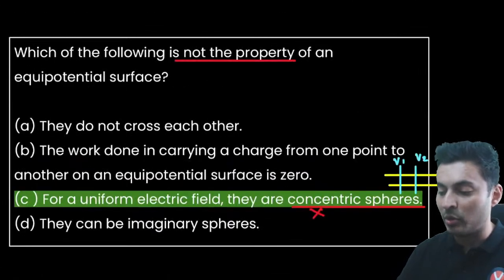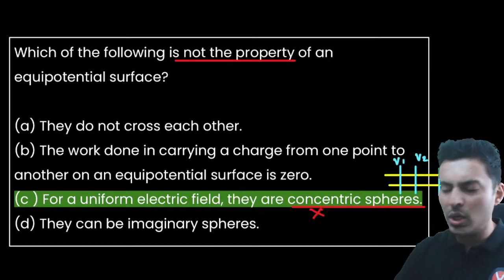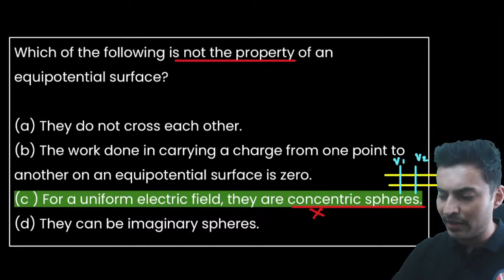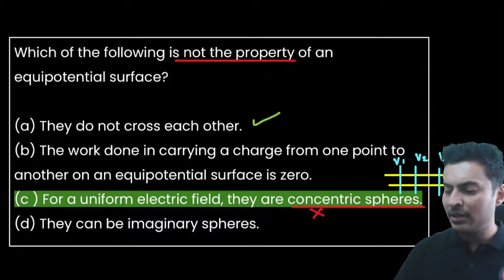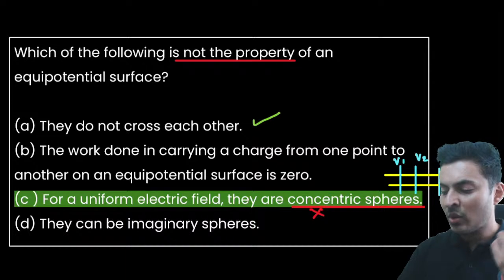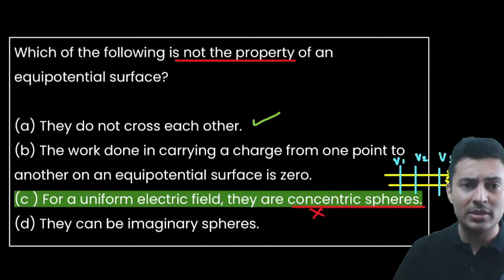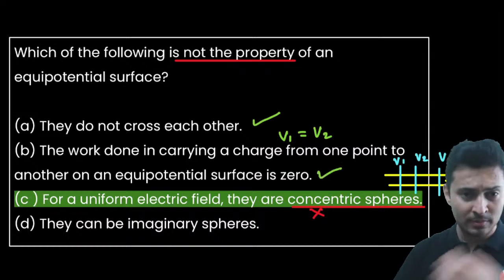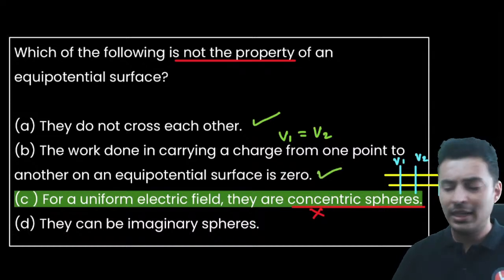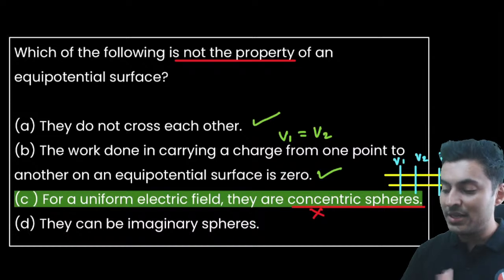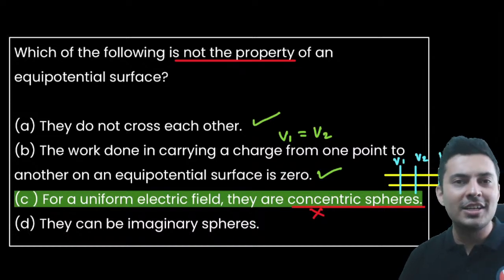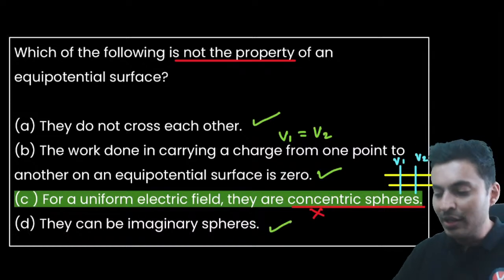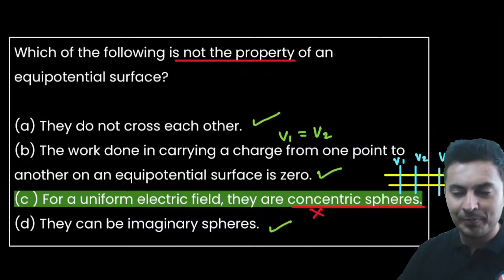So question was not the property. Equipotential lines do not cross each other, because field lines also don't cross each other. So there is nothing wrong over here. This is perfectly correct. Work done to take it from one point to other on an equipotential surface is zero, because V1 is equal to V2. So there is no work done. So there is no change in the energy also. They can be imaginary spheres. Yes, if we take a point charge, the equipotential surfaces are imaginary spheres. Perfect. So A, B and D were actually correct.